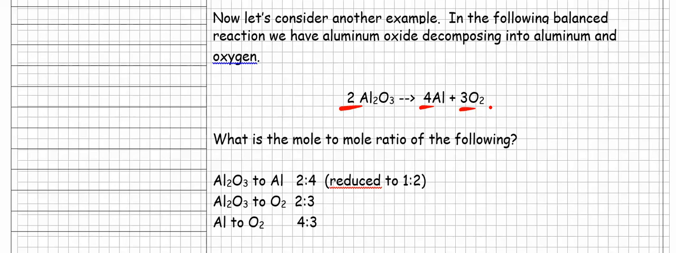So the question is, what's the mole-to-mole ratio for the following? Let's start with aluminum oxide to aluminum. Aluminum oxide to aluminum would be 2 to 4. It's a 2 to 4 ratio. If I reduce that, it's 1 to 2.